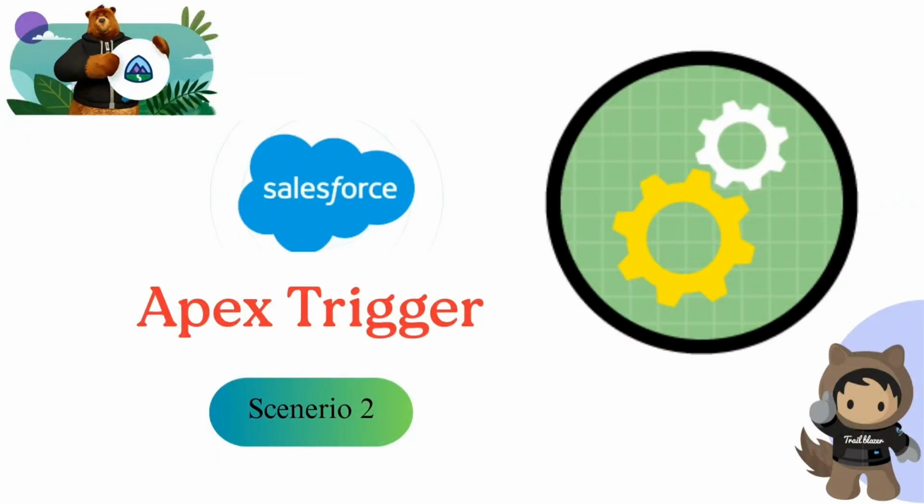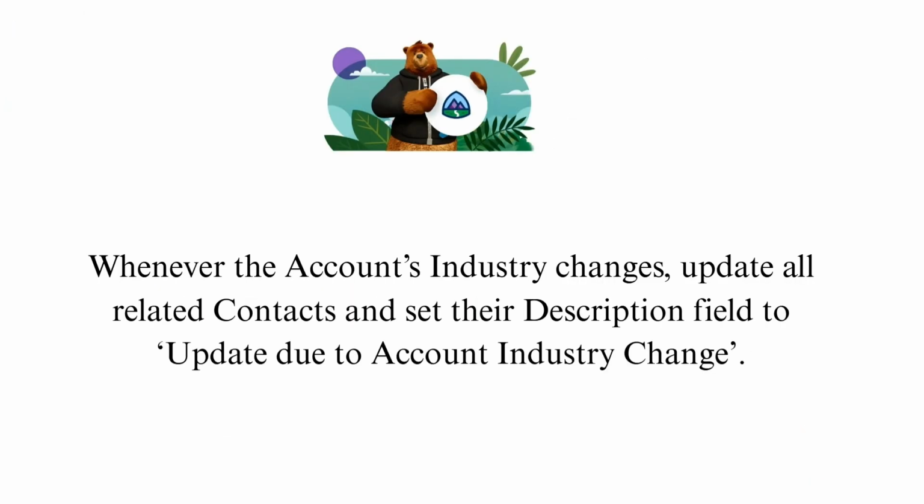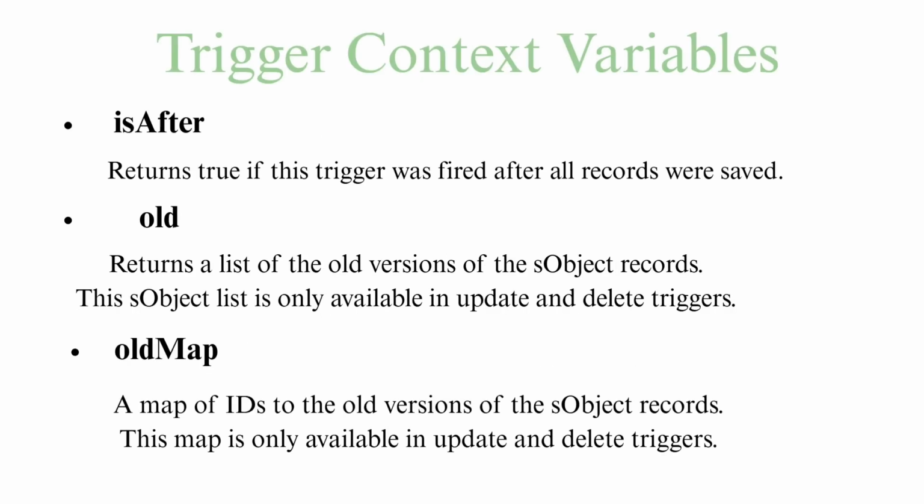In the last video, we covered preventing duplicate records. Now let's move to the next scenario: updating child records when the parent record is updated. So understand today's scenario first. Whenever the account industry changes, update all related contacts and set their description field to "update due to account industry change". For that, first of all, understand the trigger context variables.